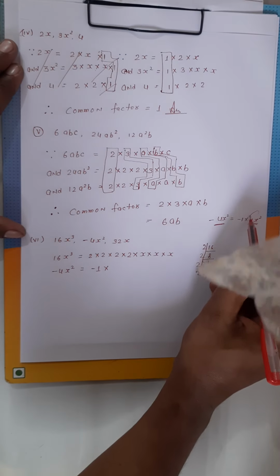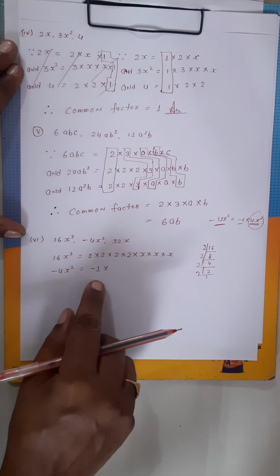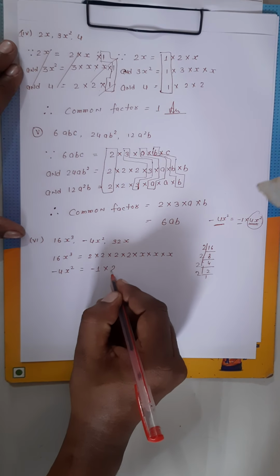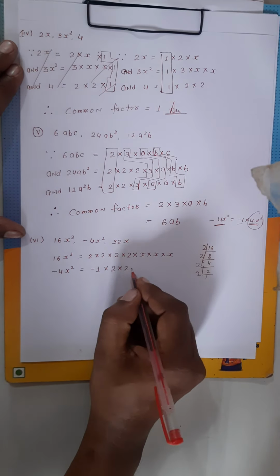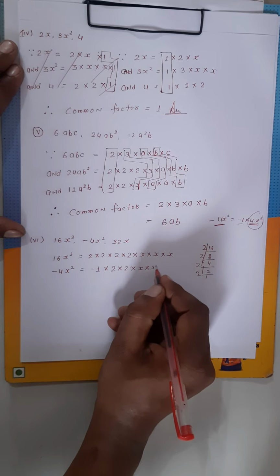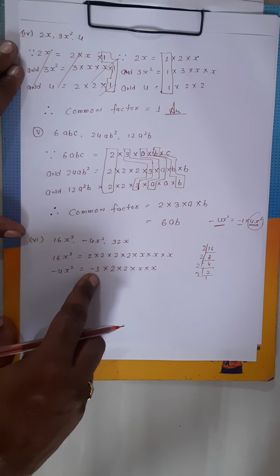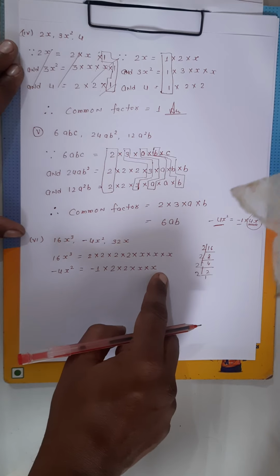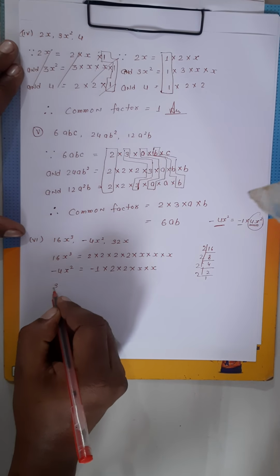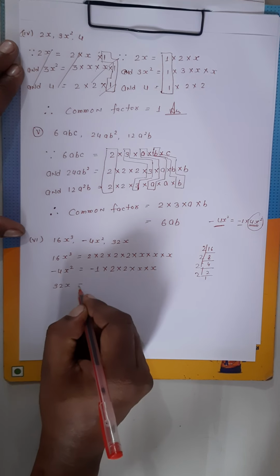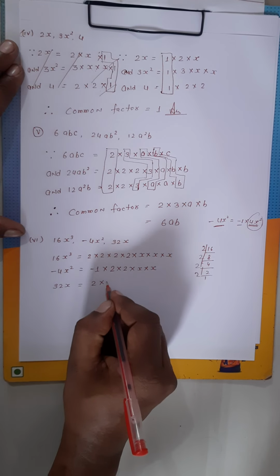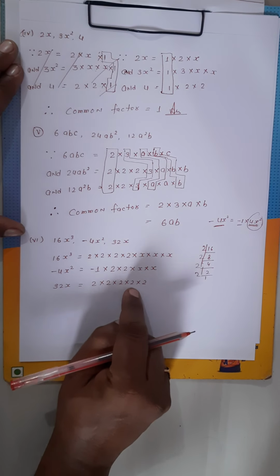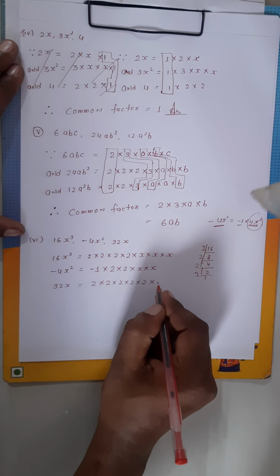Now we will separate this minus here and factorize the 4x square. What will be the value of 4x square? 2 into 2, and for the x square, x into x. This we directly separated with all positive things. Now 32x: 2 into 2 into 2 into 2 into 2. 2 twos are 4, 2 fours are 8, 2 eights are 16, 2 sixteens are 32, into x.